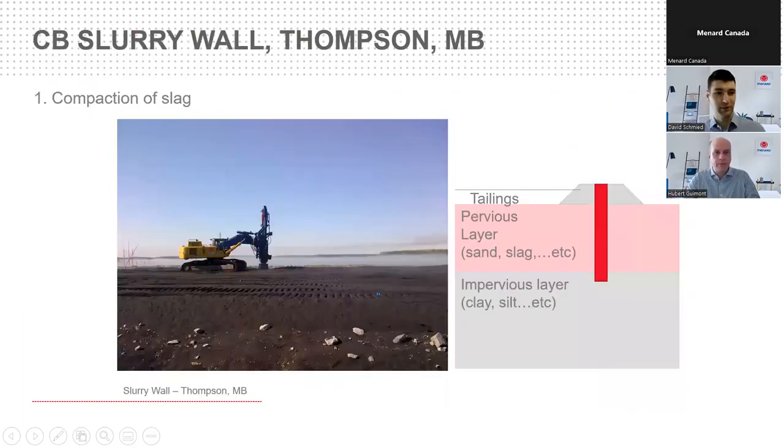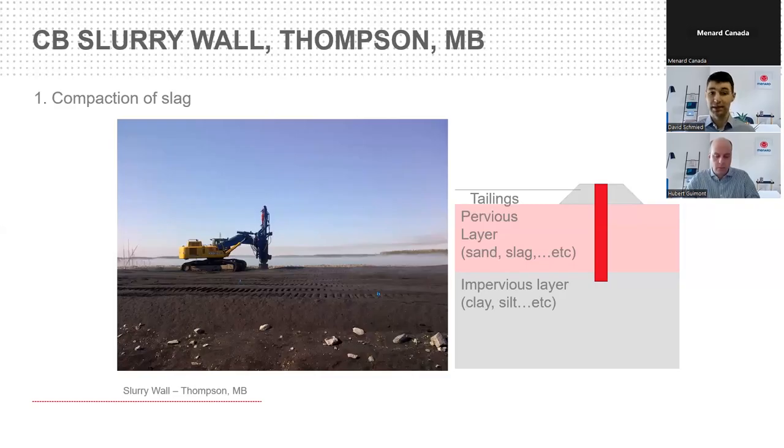So an example of a case study, I guess, of when we did this in Thompson, Manitoba. As you can see in the profile here, it was a small tailings dam, and beneath the tailings dam was a pervious layer. It was slag and sand, and then about 6 meters beneath that, we had an impervious clay. So that slag layer is what we were most worried about.